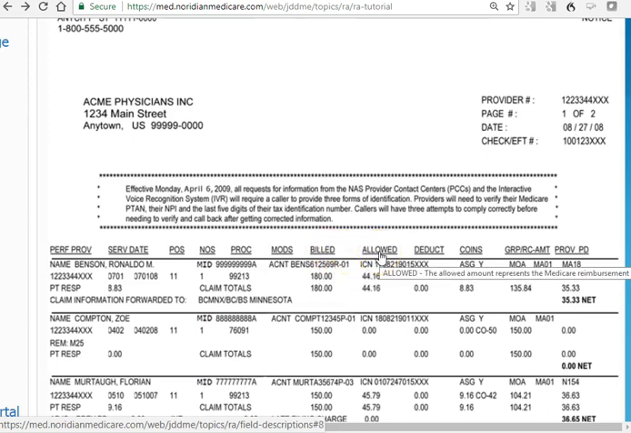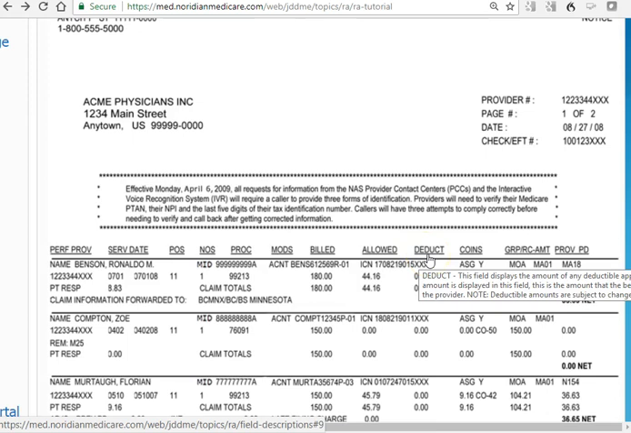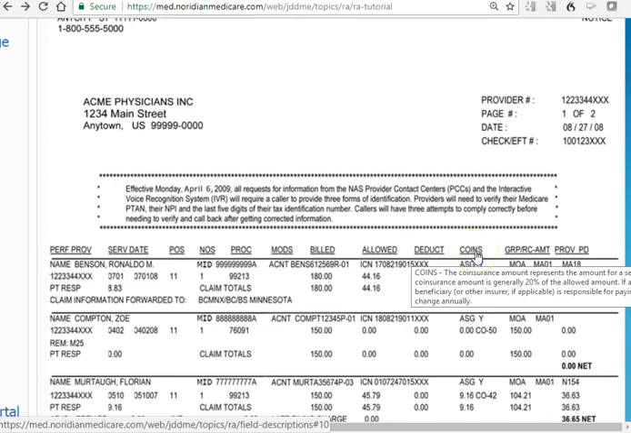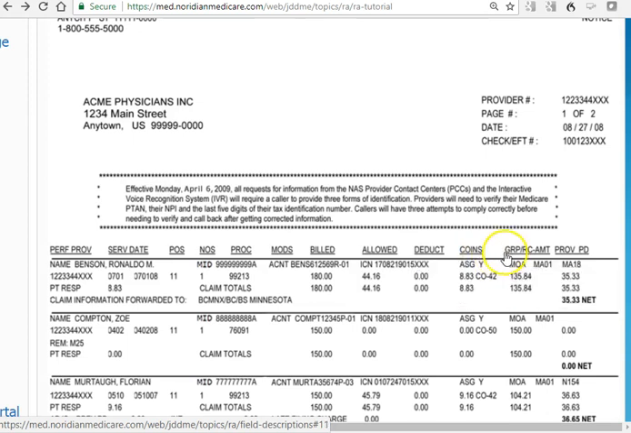The allowed amount, which is the Medicare reimbursement rate for the specific service billed. The amount of money applied to the deductible. The coinsurance, which is the amount of money for which the patient is responsible, generally 20% of the allowed amount. The GRPC amounts, these are group and reason adjustment codes, which we'll talk about shortly, and the amount that the provider is actually paid.